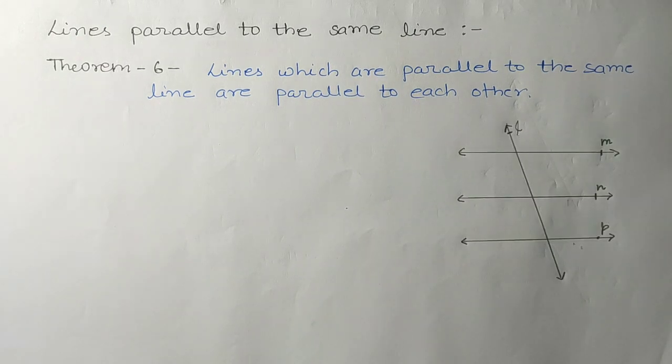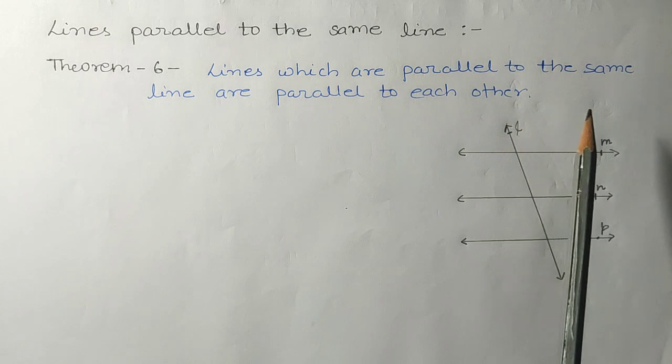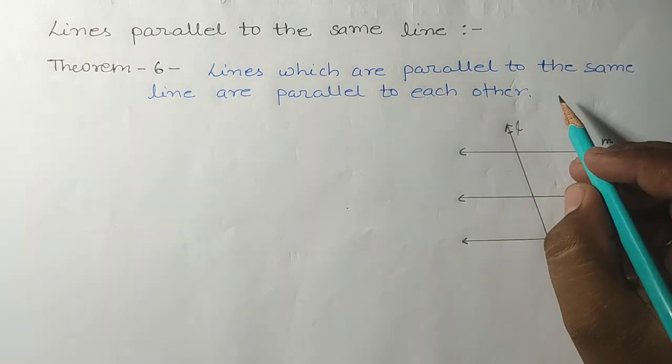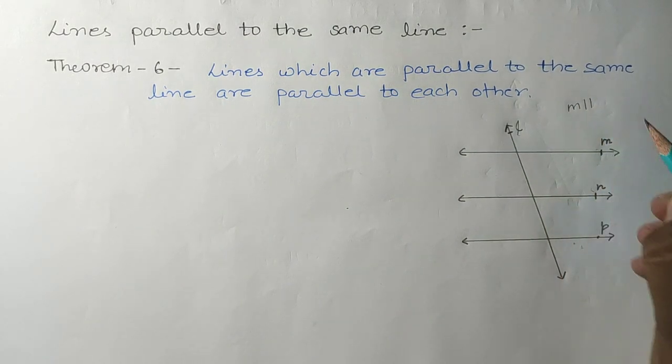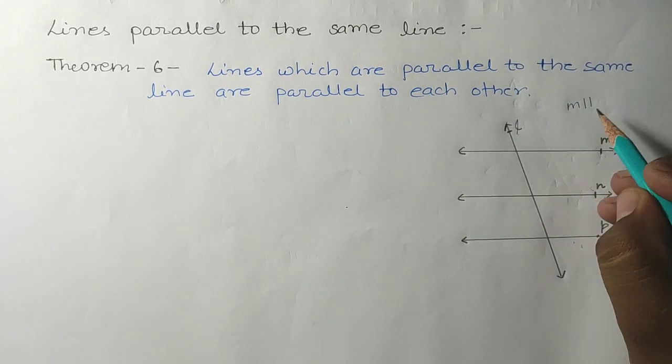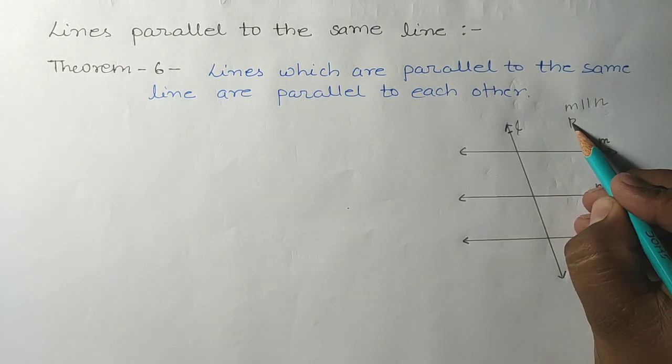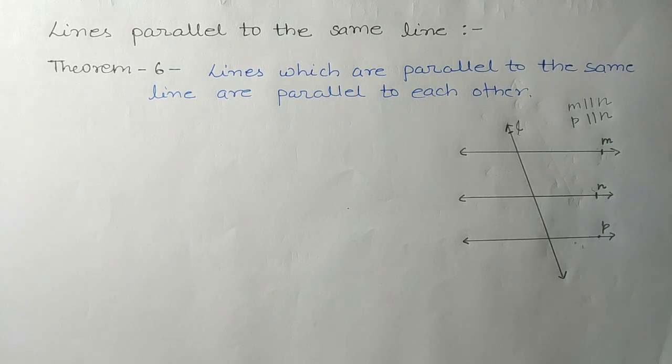So basically the figure of this theorem can be like this. Here three lines are there, M, N and P. What is given in this condition? Lines which are parallel to the same line. So suppose M is parallel to N. This line M is parallel to N and this line P is also parallel to N. So we'll write P is also parallel to N.